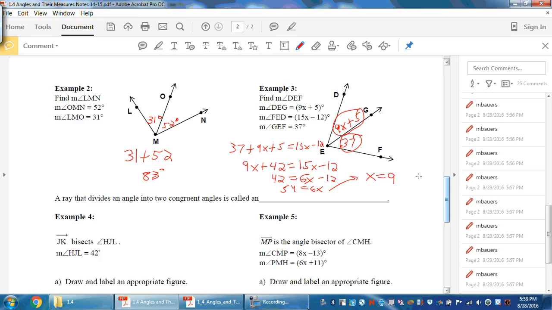Now, they didn't ask me what is x. They said find DEF. So you can take this and substitute it back into there to get an angle measure, which is 9 times 9 plus 5. 81 plus 5, which is 86 degrees. That's 86. That's 37. Add them up to get DEF. So DEF would be 86 plus 37, which is 123.